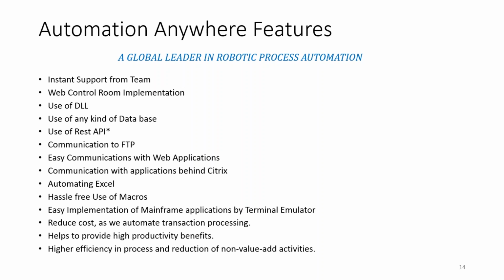It reduces cost as we automate transaction processing, helps provide high productivity benefits, higher efficiency in process and reduction of non-value-add activities. Higher efficiency in process means whatever efficiency we expect from any agent, it will give you more than that, and at the same time you can use those agents for value-add activities. This is copy-paste kind of work. If one person is doing that, he is not doing any value-add activity, so they can be used for value-add work and the robot can take their place.